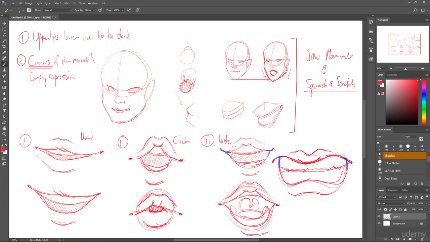And then we want to be aware of these three types of opening: normal openings, circular openings, and wide openings.